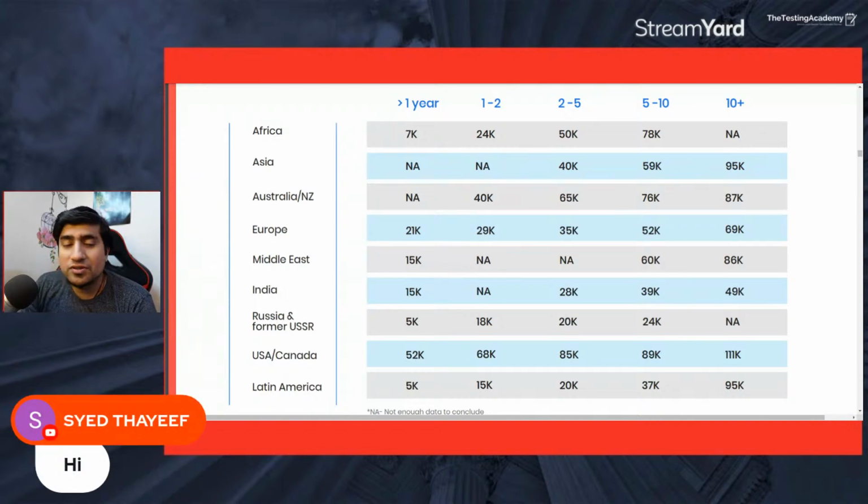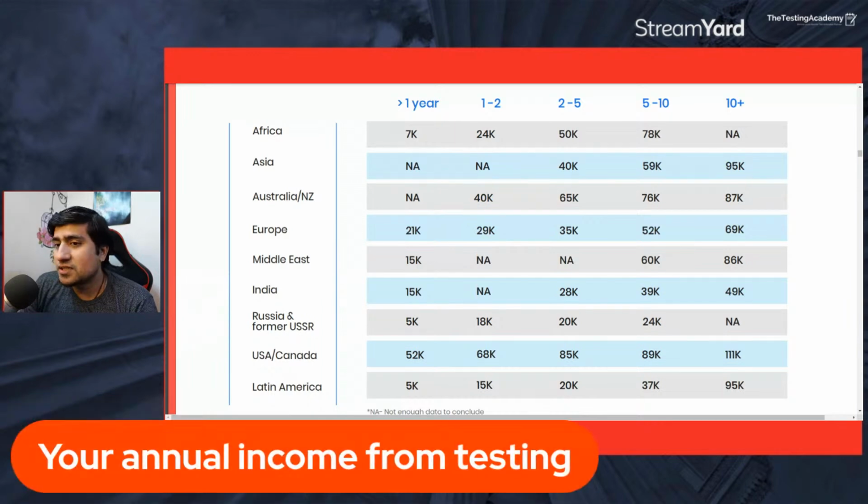So we are discussing the first topic from the report, which is the State of Testing report, if you have seen it. And we are discussing a very controversial topic, which is the annual income of a software tester. In the report, it's clearly mentioned that for less than 1-2 years of experience, they are saying that it's high, but I think it's too high.